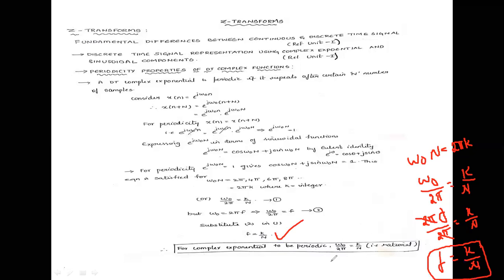What is the fundamental period here? The omega naught by 2 pi is equal to k by n. That is a rational number. To find the fundamental period, n is equal to k by f, where k you can assume as the smallest multiplier to get the fundamental period as an integer. Understood, my students? Okay.